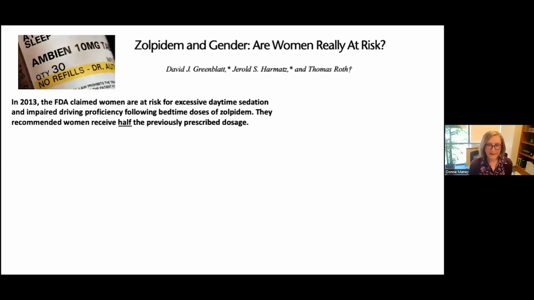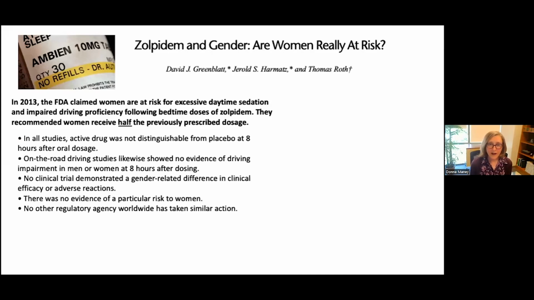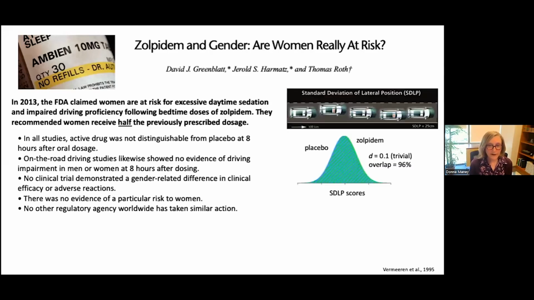Greenblatt and his colleagues argued that there isn't a good rationale for the lower dose in women. And they point out that no other regulatory agency in the world, other than the FDA, has recommended sex-dependent dosing. One of their major points was that underdosing women could have important consequences. So here are some data from a 1995 study that was done entirely on women. What we're looking at are the distributions of the effect of placebo versus zolpidem on driving impairment, which is here measured by how much weaving a driver is doing during a driving test. Higher scores mean more impairment.